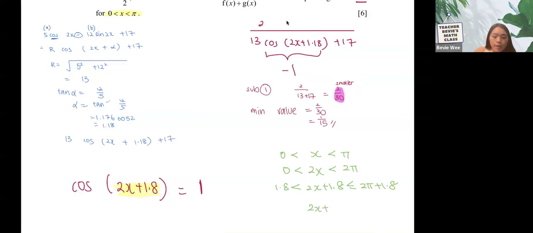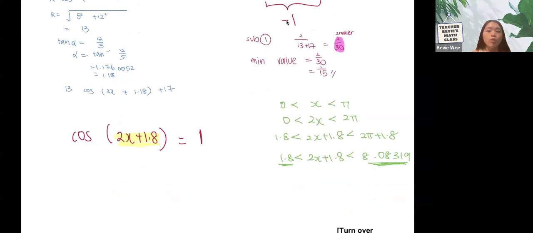If you want it in decimals, we can press the calculator. This will give me 8.08319, and this is 1.8. So now I know my range is from 1.8 to 8.08. So keep in mind your range.